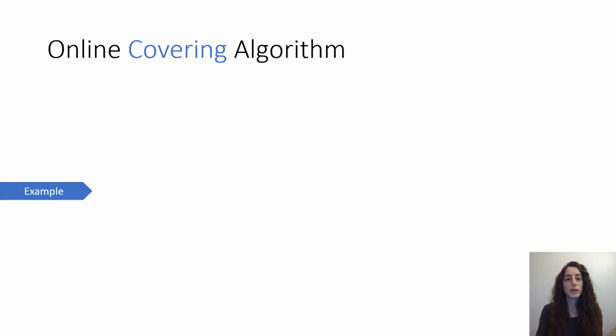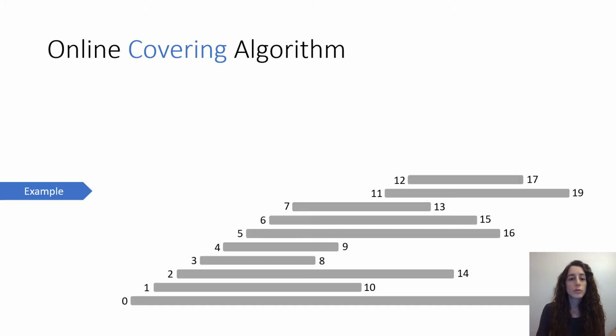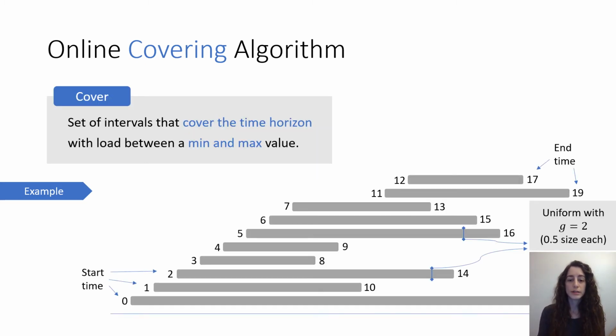So what do we mean by covering? So consider this example. So here we can see for each of these intervals the time that they arrive, their start time and their end time. And all of them have the same size. So we assume here all sizes are 0.5. So we are in the uniform case.